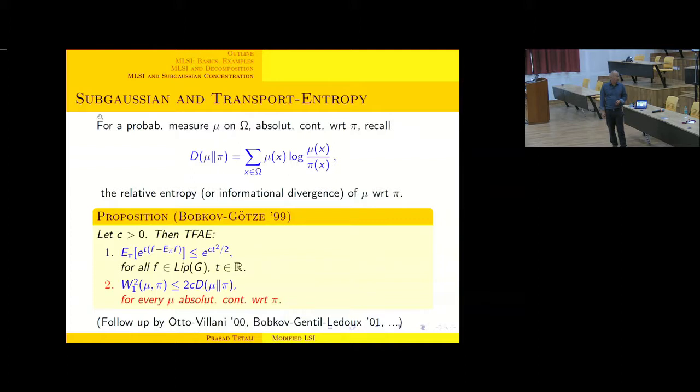So what my student and I did was basically mimic an argument Felix Otto and Cedric Villani had. They showed that the log Sobolev inequality, with our friend rho there, implies Talagrand's inequality with W2.